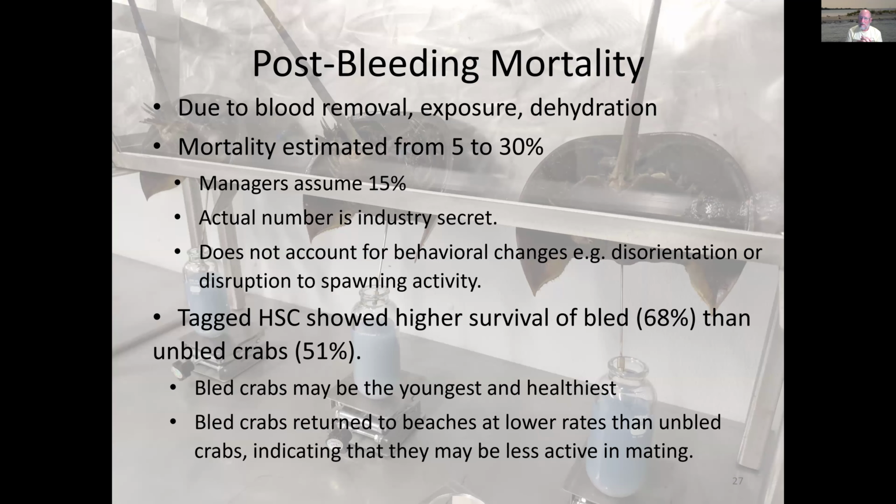I said that some of these animals don't survive this process, and a number of people have tried to estimate what the mortality is, and it can range from 5% to 30%, depending upon a number of conditions: how long that crab has been out of water, how it was handled, what size and sex the crab was, etc. The people who are managing horseshoe crabs look at all these different tests, and they sort of take a midpoint number of about 15%, and they use that in their calculations. The actual number is a secret that the industry keeps. We don't really know.